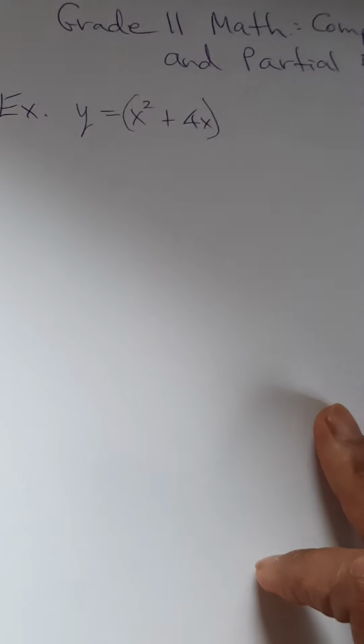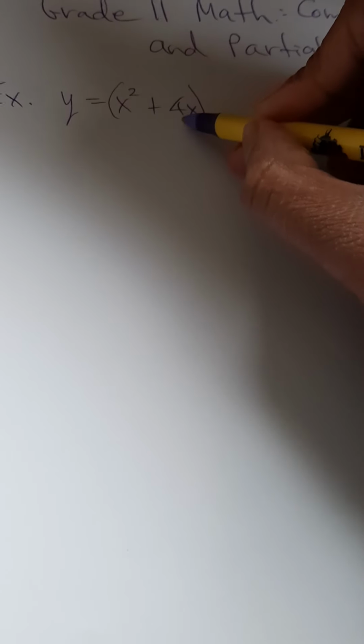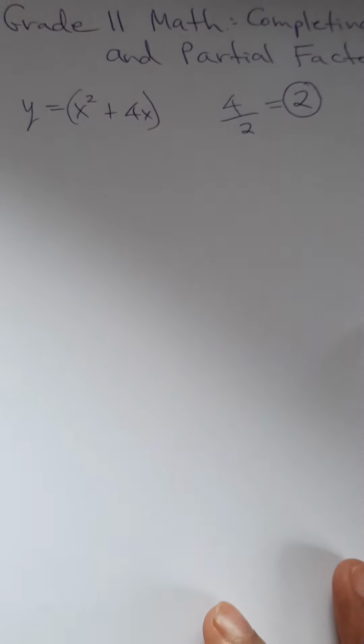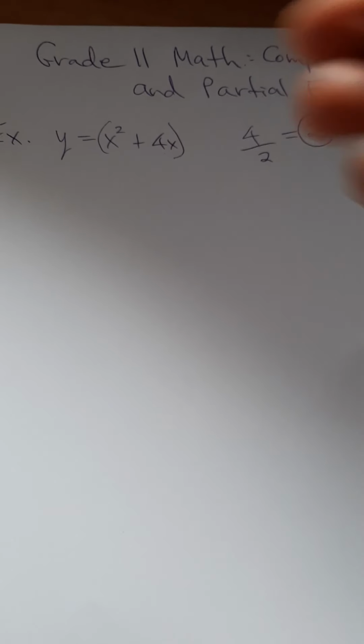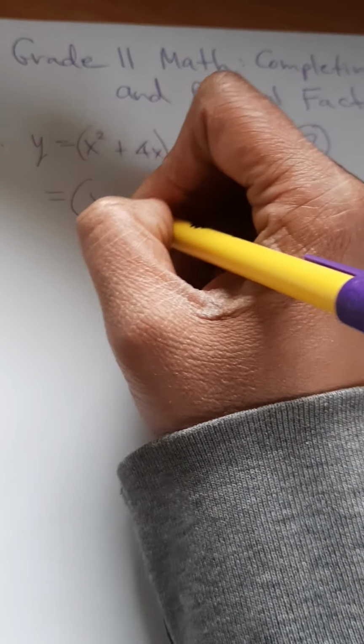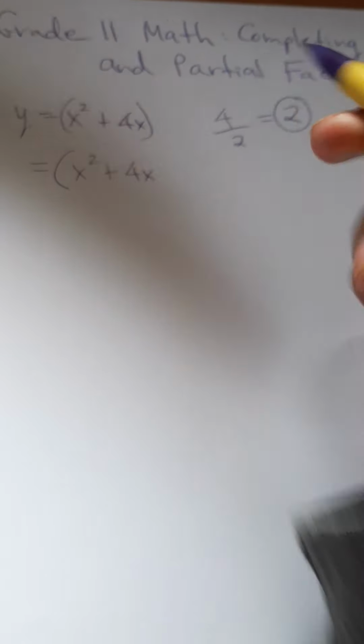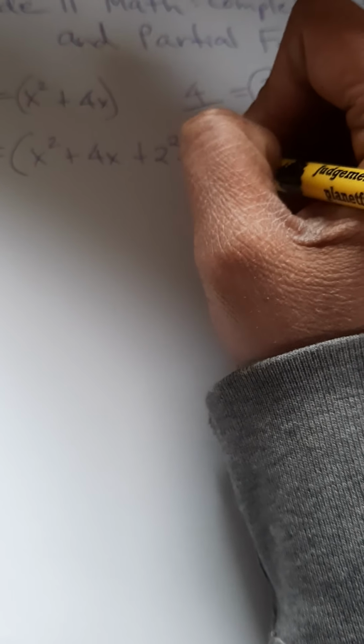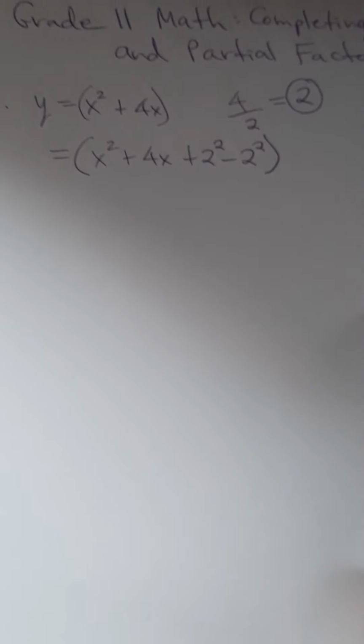Okay, so say I have this question, y equals x squared plus 4x. And again, I don't need to have a third term here. What you're going to do is find the perfect square. I'm going to take the middle term, which is 4, in front of the x, and divide it by 2. So I see that my perfect square is equal to 2. And what you're going to do is inside the brackets, x squared plus 4x, and I'm going to add and subtract my perfect square. So I'm going to do plus 2 squared minus 2 squared, and then close the bracket.